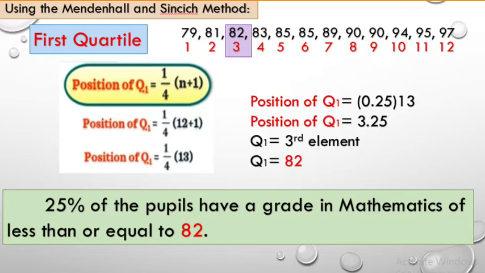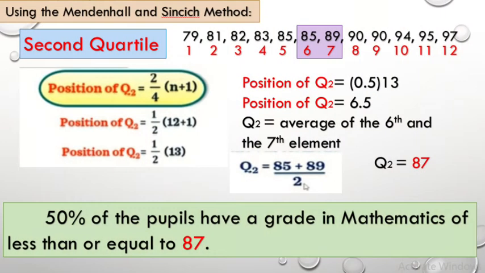Now, let's look for our third element sa sample grades natin or data. And that is 82. Yung third element po natin is 82. So, meaning to say, our quartile 1 is 82. And 25% of the students have a grade in mathematics of less than or equal to 82.